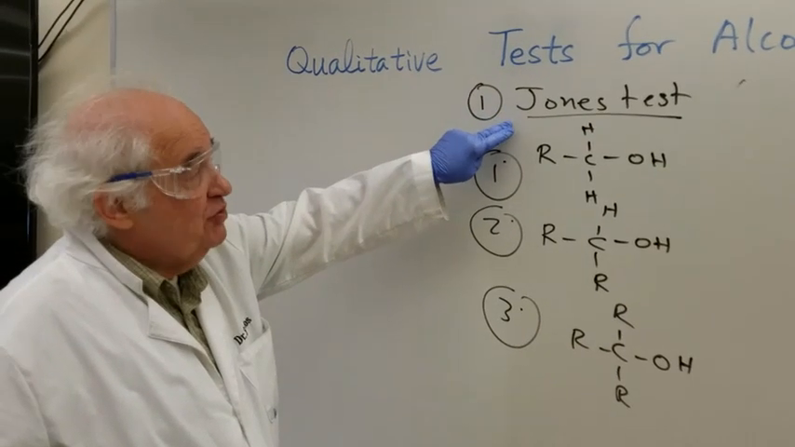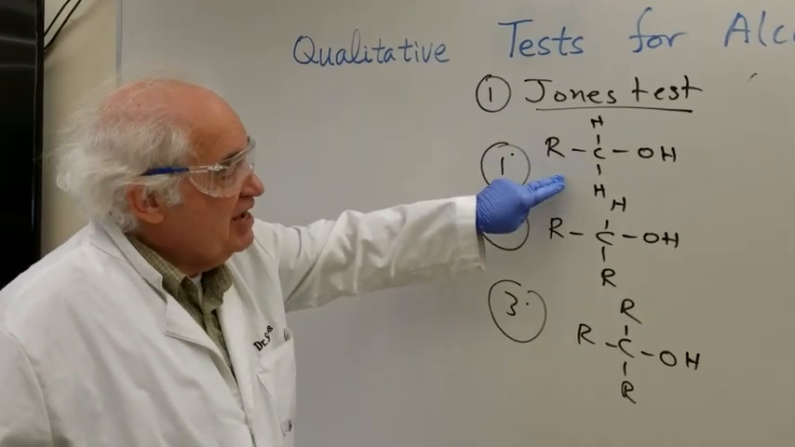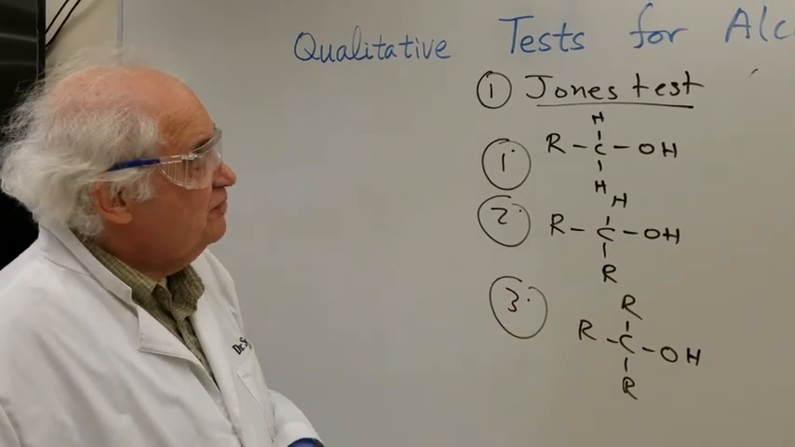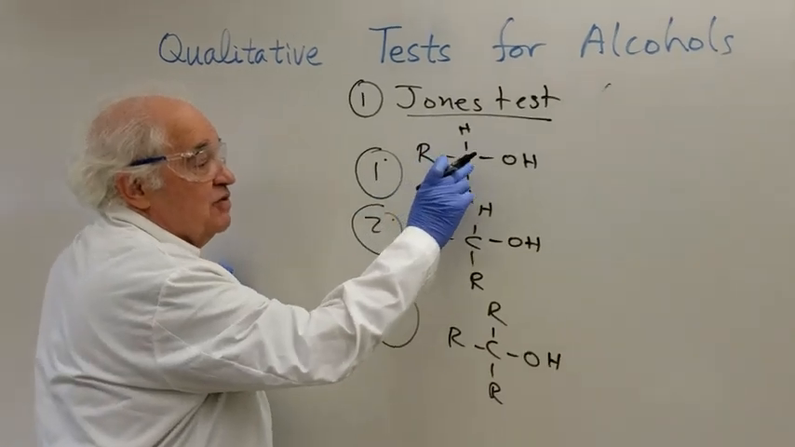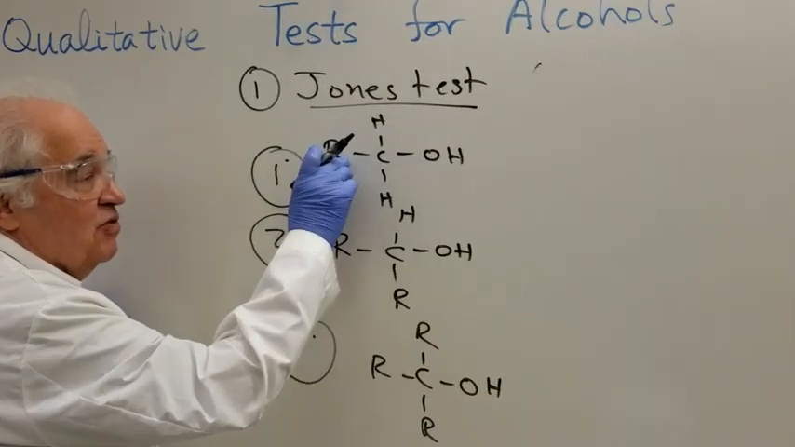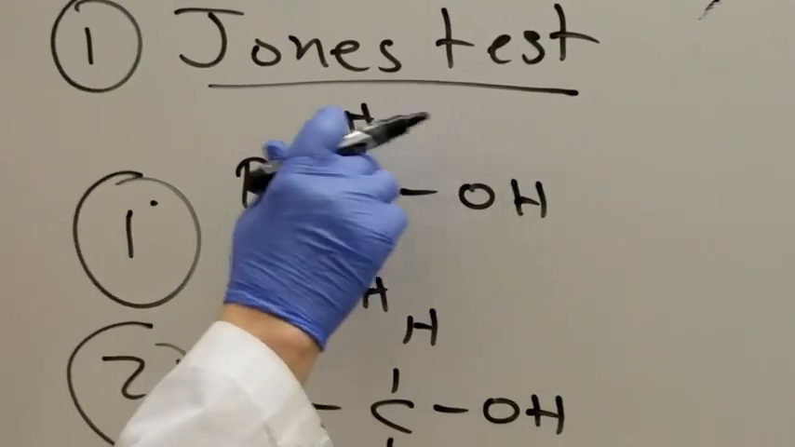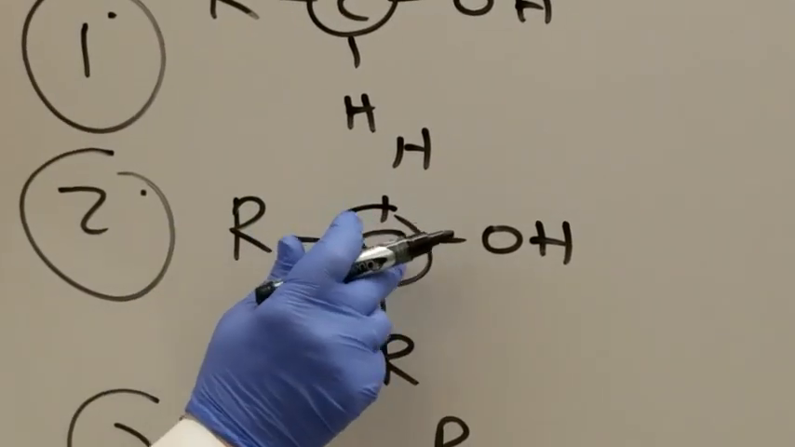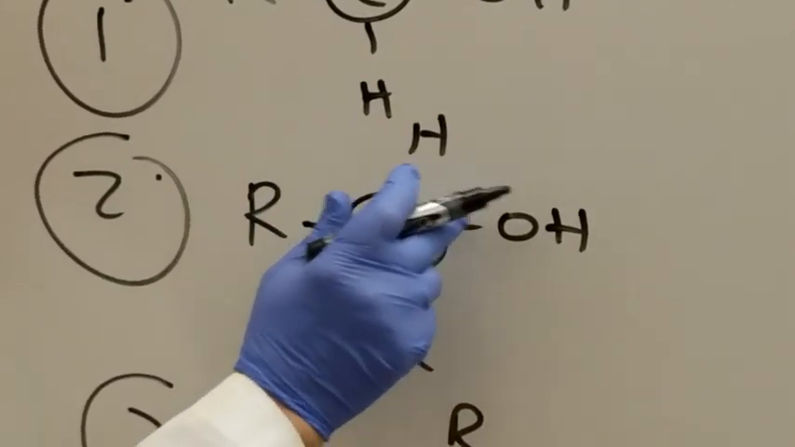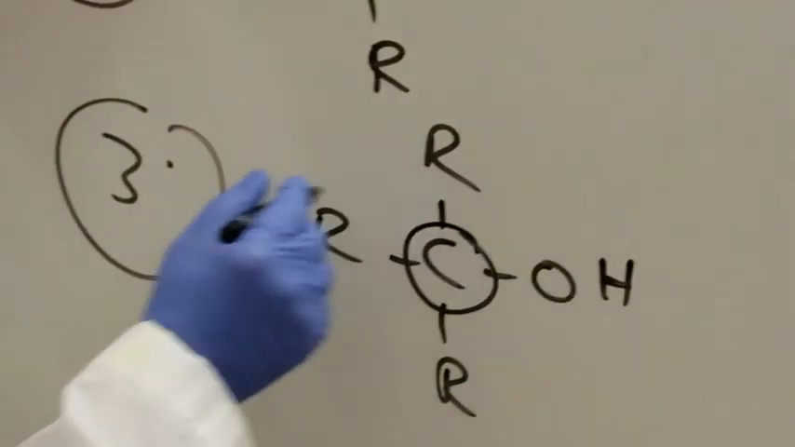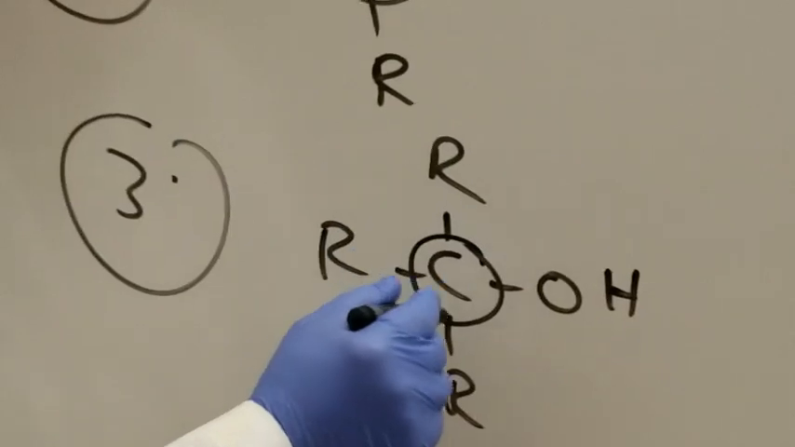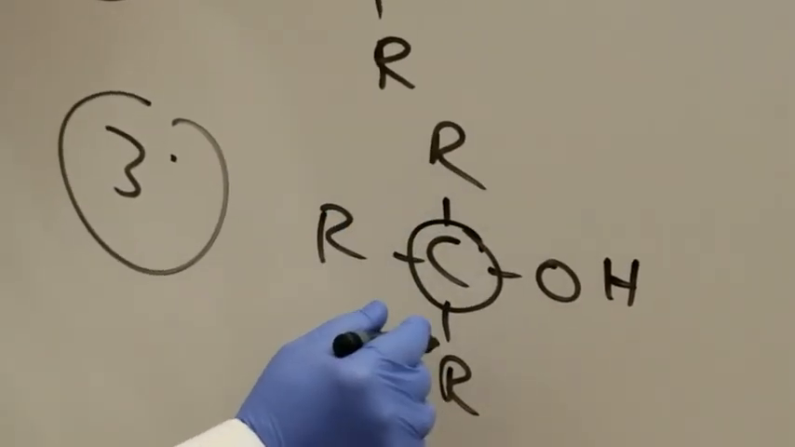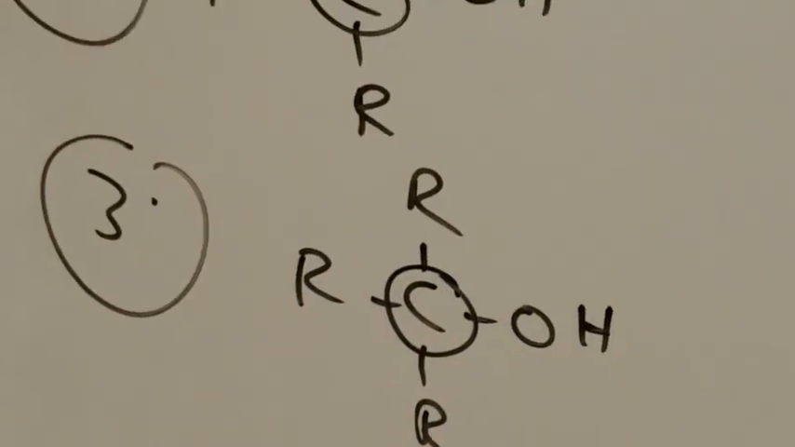And the first test we're going to be doing is called the Jones test, where we will test whether we have a primary, secondary, or tertiary alcohol. A primary alcohol is an alcohol that has a carbon and only one carbon attached to the carbon carrying the OH. The secondary one is an alcohol that has two carbons attached to the carbon that carries the OH, and then a tertiary alcohol is an alcohol that has three carbons attached to the carbon carrying the OH.